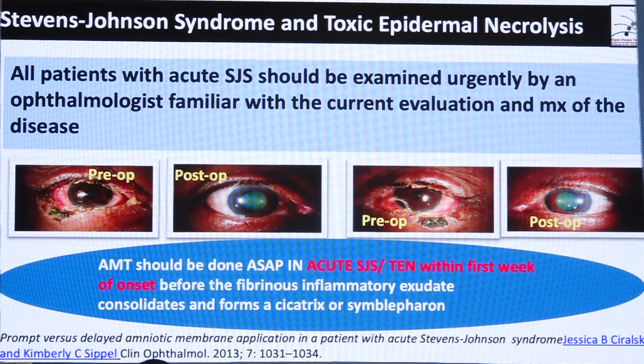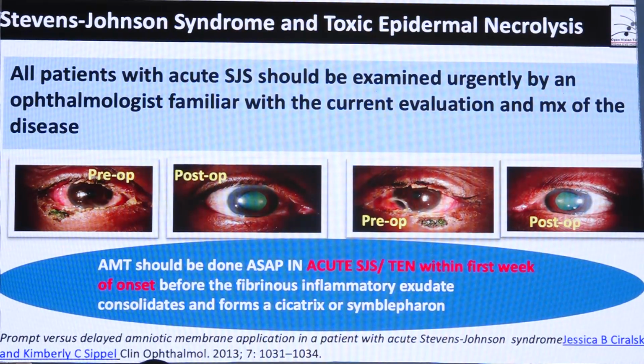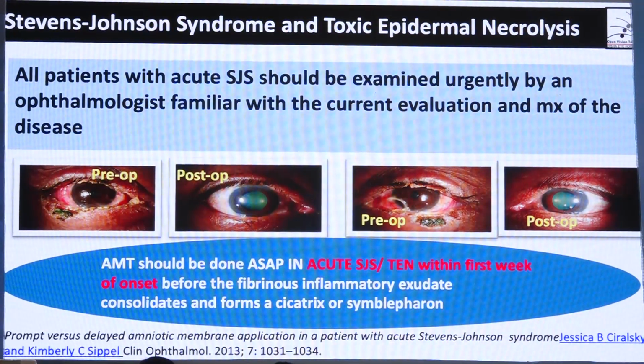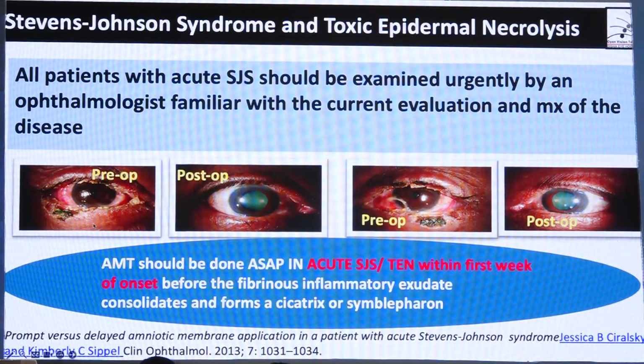Before the onset of fibrinous inflammatory exudates, they will get collected in the fornicial area, and then that leads to cicatrix or symblepharon formation. So you can see that because it was done on an urgent basis at bedside, this is the patient. Even after 10 years, there is no lid margin keratinization or chronic SJS development. So this is the pre-op picture and this is the post-op picture.